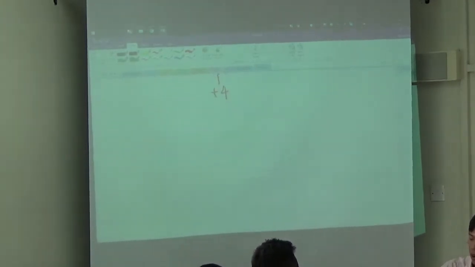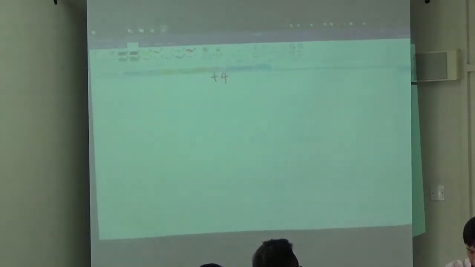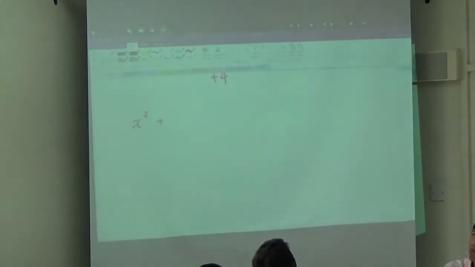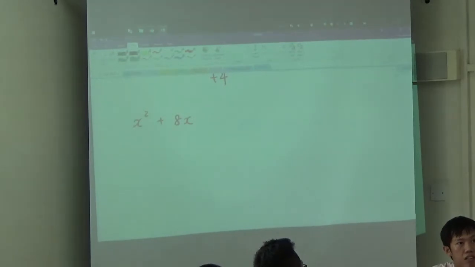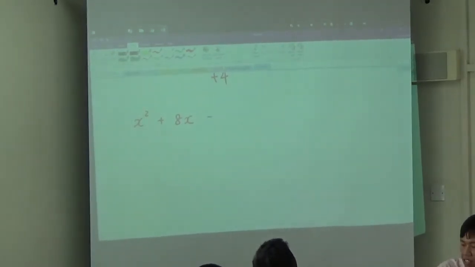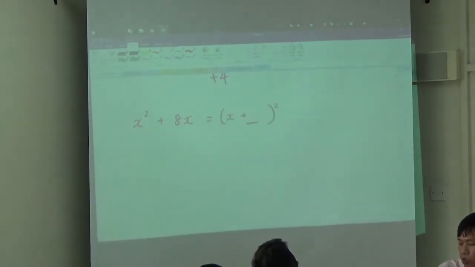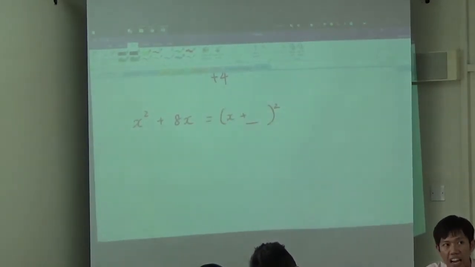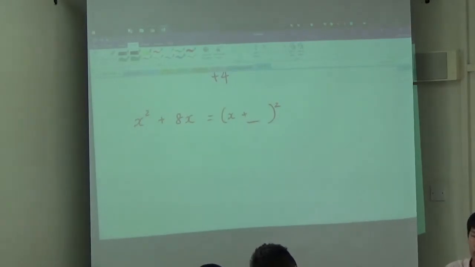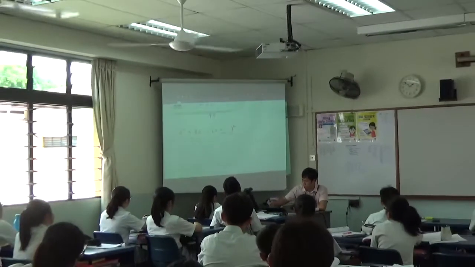Now, I give you another expression. X squared plus, let's say, 8x. Is this a perfect square? Can I write this as x plus something and then square? No, I can't do that. But I would like to try to do it. Let's look at what it means pictorially.